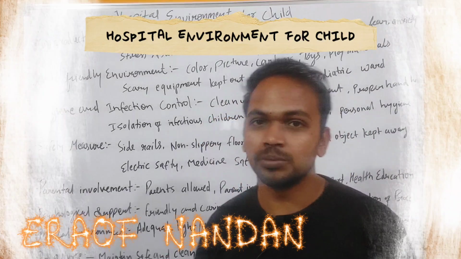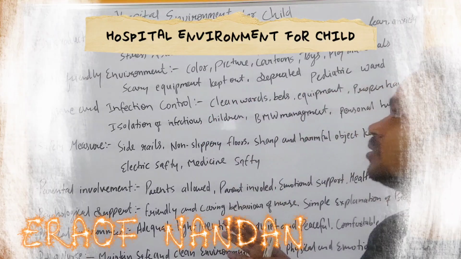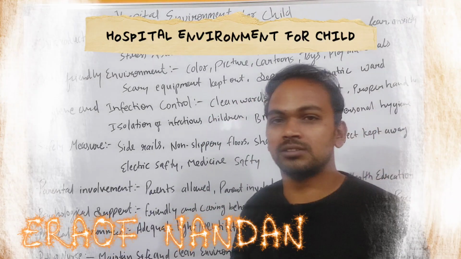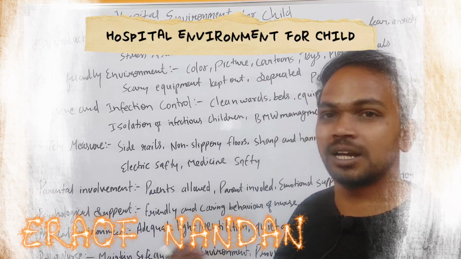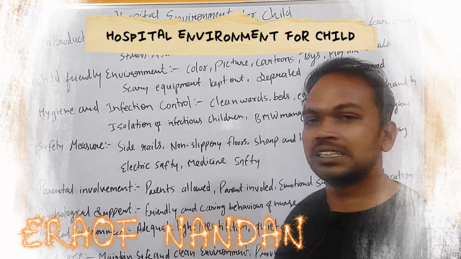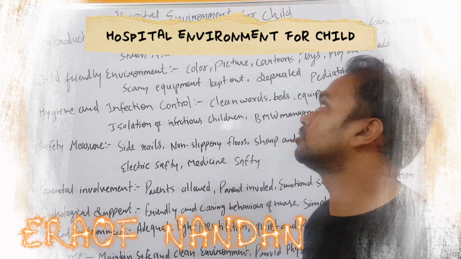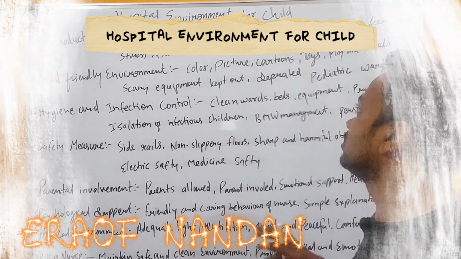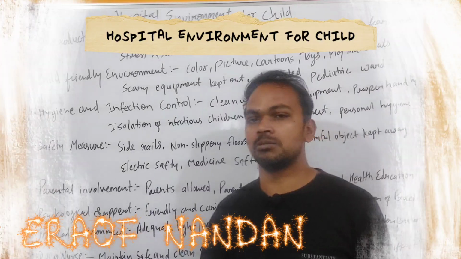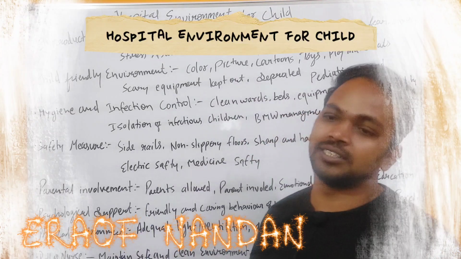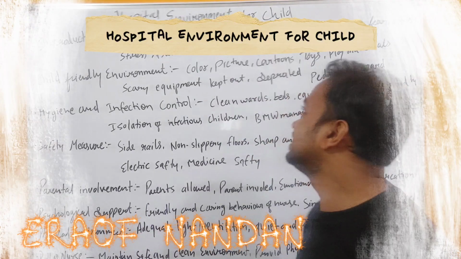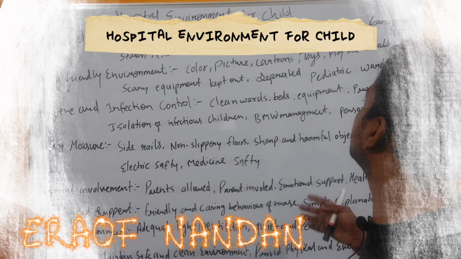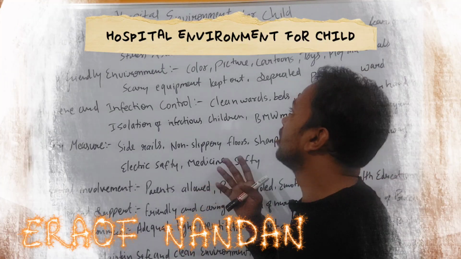The hospital environment for the child should be safe. How? Safe means provide safety to the child. Clean, neat, and cleanliness should be there. Calm, we can say peaceful. And child friendly, whatever the environment is, it should be child friendly, so the child can adapt to the environment very easily. It helps to reduce fear, anxiety, stress.